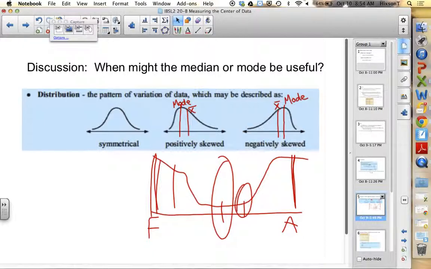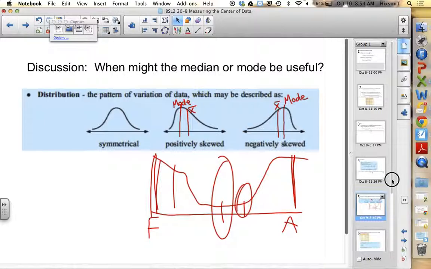Same thing with home values. The median home value is this much because there's only so cheap you can build a house for, even if it's the dumpiest house in the dumpiest neighborhood. Okay, it's still going to cost a certain amount. But you can always make a house more expensive, right? So that's why they do a median rather than a mean value for homes.